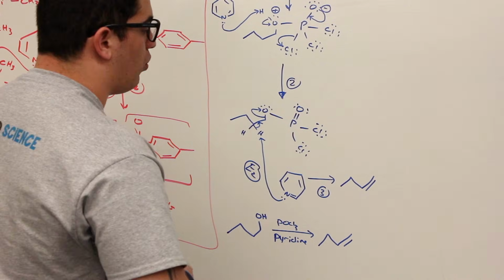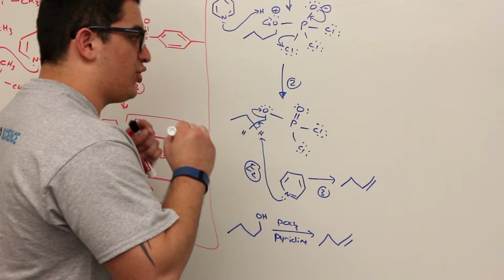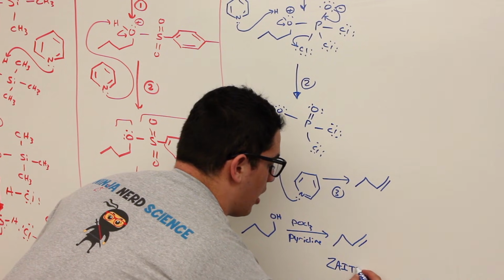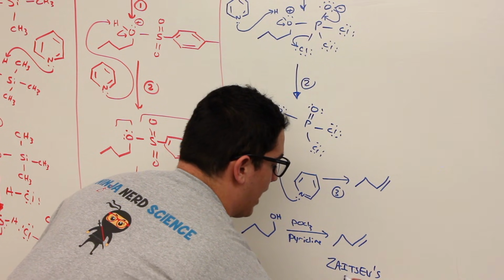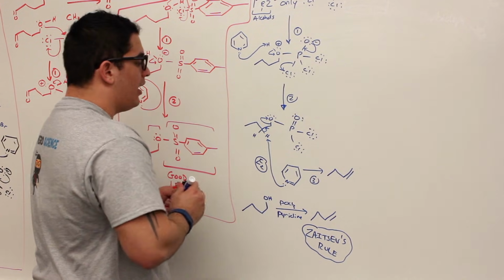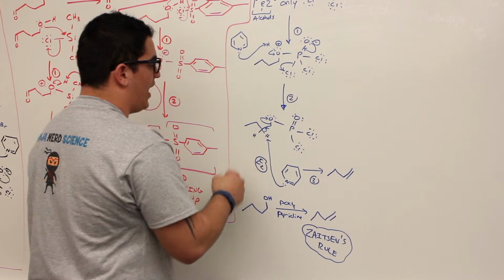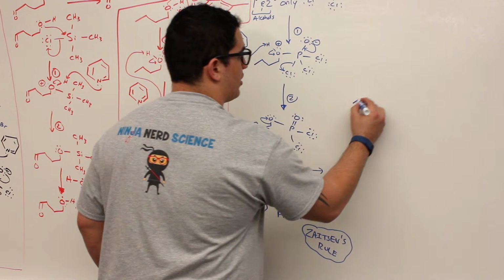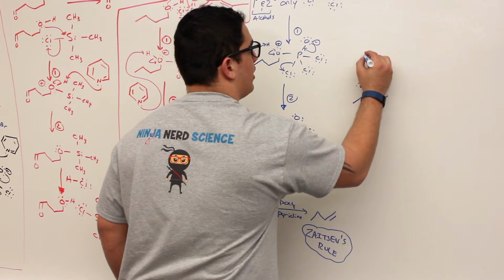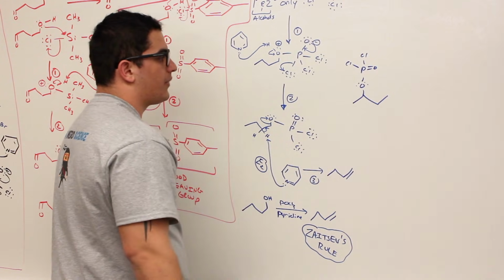Now there is a rule that I'm going to talk about very briefly, called Zaitsev's rule, because we'll talk about this when we talk about alkene reactions in more depth. All Zaitsev's rule says is, pretend this was a secondary alcohol. Let's actually pretend I draw a secondary alcohol here. It had that whole oxygen, phosphorus, double bond, Cl molecule there, right?